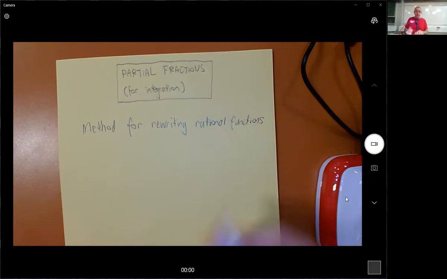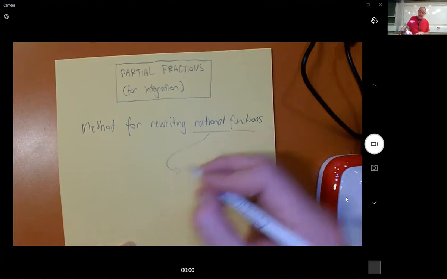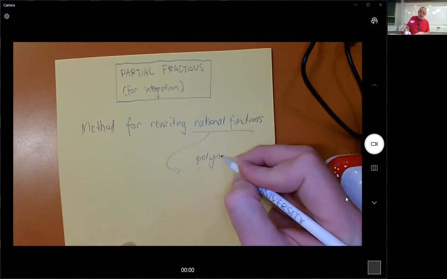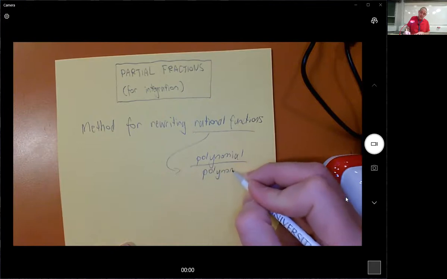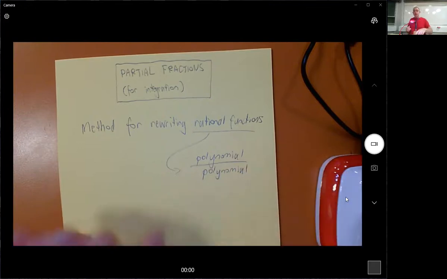And when I say rational function, I mean something that has a polynomial on the top and a polynomial on the bottom. And when I say polynomial, I mean anything from 1 plus x, 1 plus 3x plus 5x squared, anything that involves constants or powers of x added and multiplied by constants.